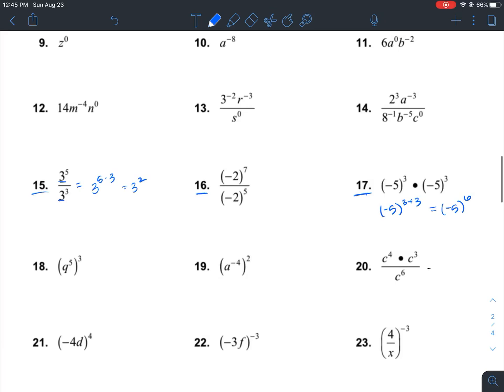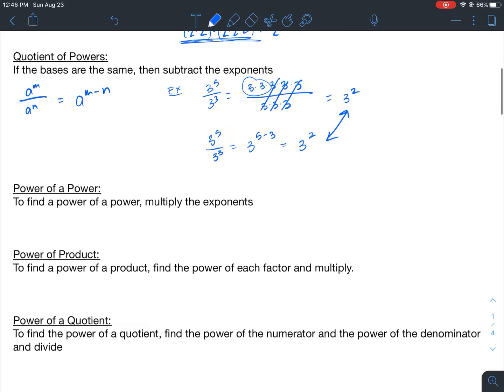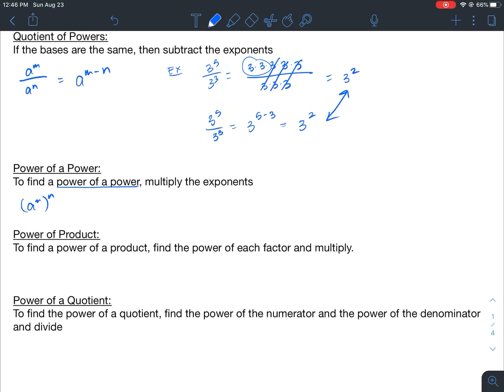There's another one right here that you can try on your own. Again, the bases are the same, but you just have to subtract the exponents there. Now, power of a power. This says to find a power of a power, you multiply the exponents. The power of a power will look like this: a to the m raised to the n. You see that we have a power, but then outside of that power is another power. So you just have to multiply the exponents. Just like that.